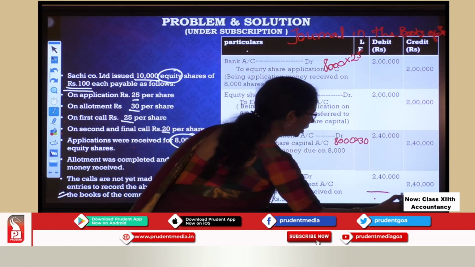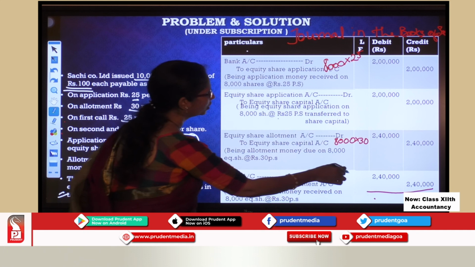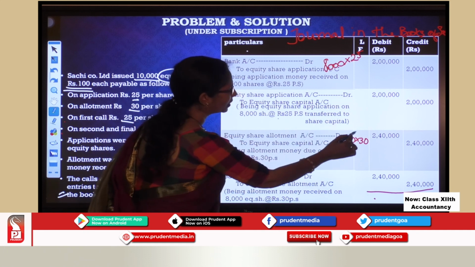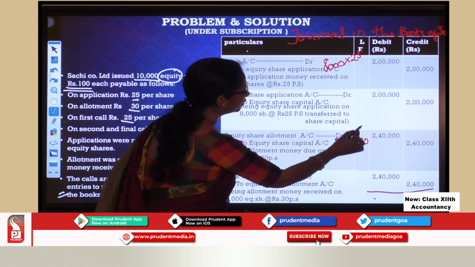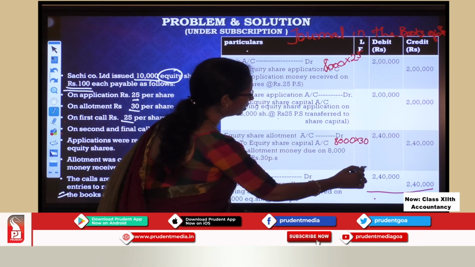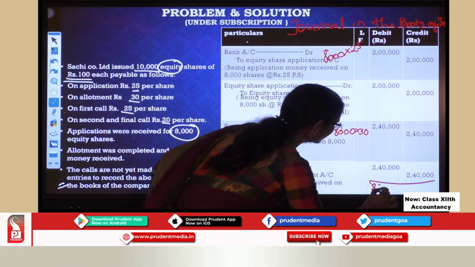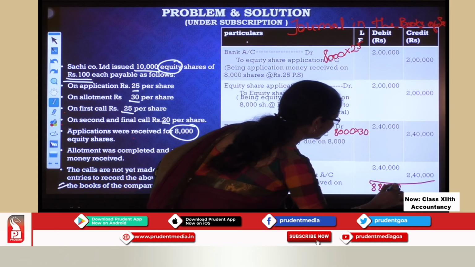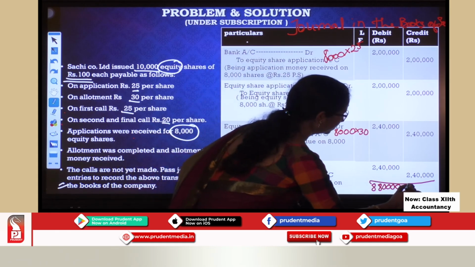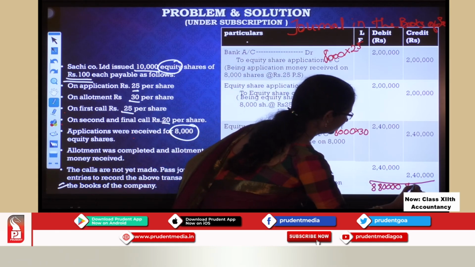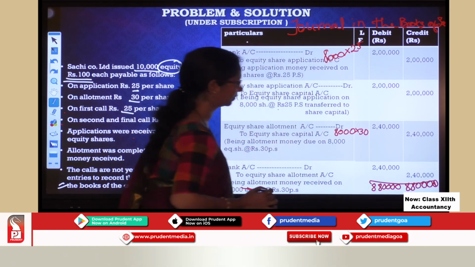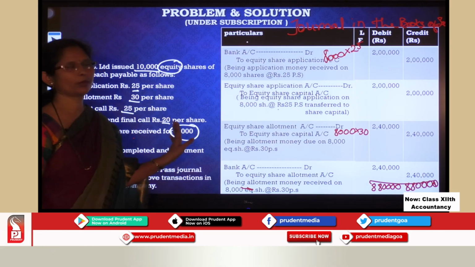So let me make the total now. So 2 lakhs plus 2 lakhs, 4 lakhs, 4 lakh 40,000, 6 lakh 80,000, 8 lakh 80,000. Okay, with this the problem is over.